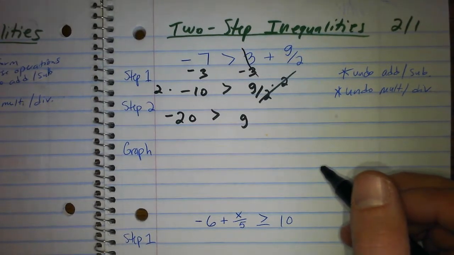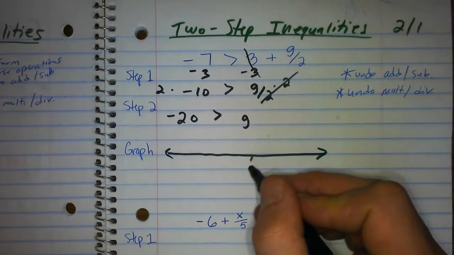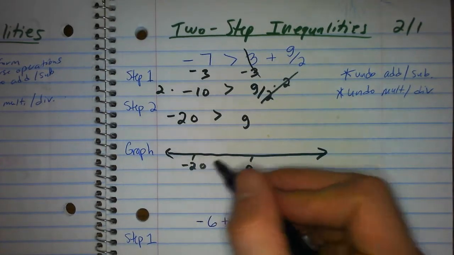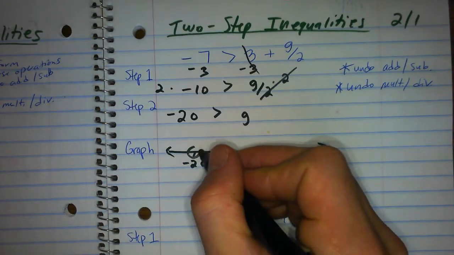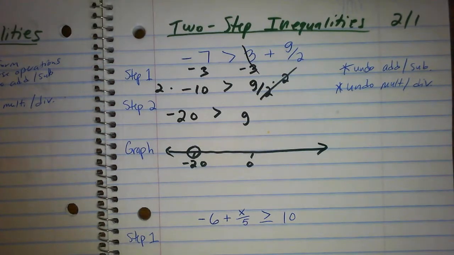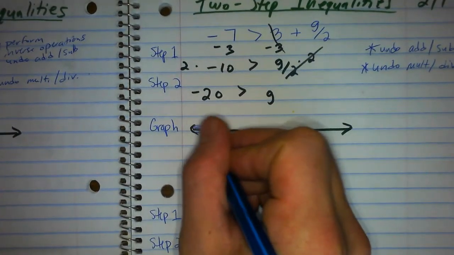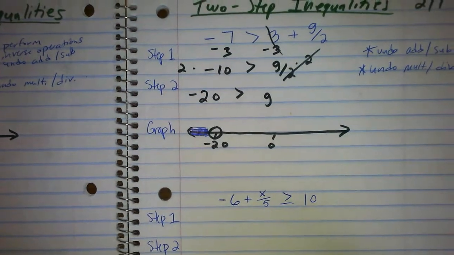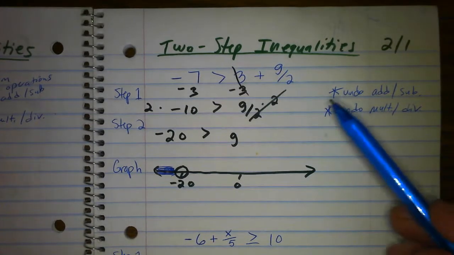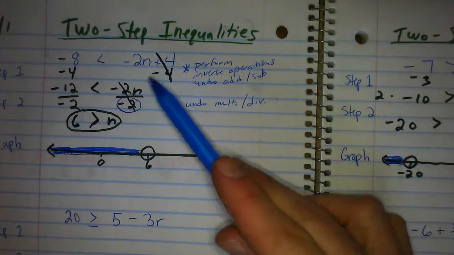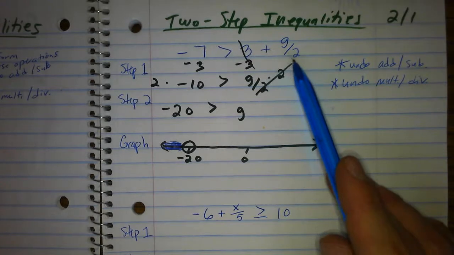Alright, so now it's time to graph. Here's 0, here's negative 20. My graph is going to be an open circle at negative 20 because it's greater than. And my g is less than negative 20, so I'm going to shade to the left. So that's what the graph looks like. So again, it's another two-step inequality, except instead of multiply, like we did over here, we had divide this time. The variable is being divided by a number.